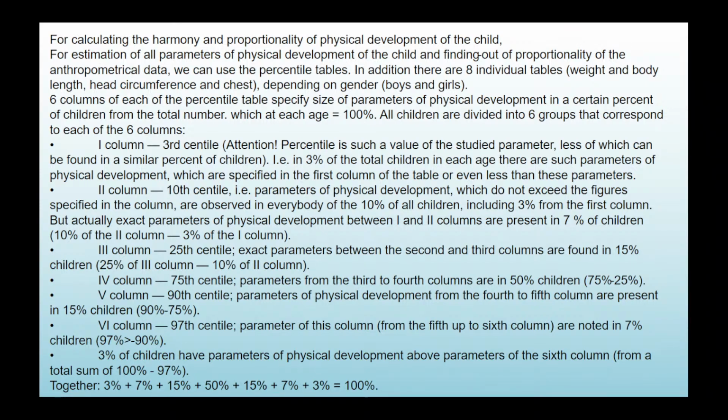There are 6 columns in each percentile table, specifying the size of parameters of physical development and the certain percent of children from the total number at each age, which is 100%. All children are divided into 6 groups, which correspond to each of these columns. First column.